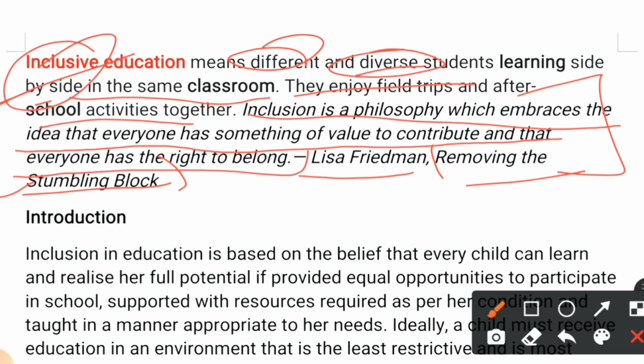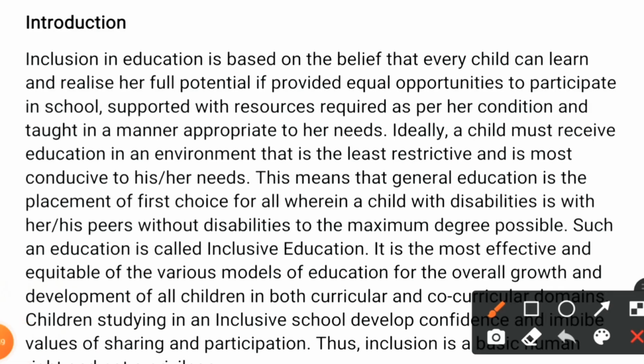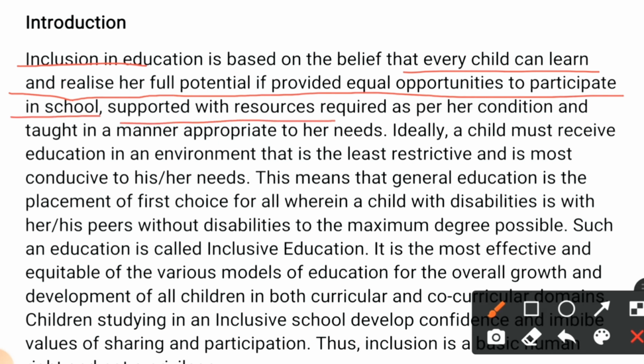Now we will look further at the topic. Now we look at the introduction part of inclusion here. It says inclusion in education is based on the belief that every child can learn and realize her full potential if provided equal opportunity to participate in a school, supported with resources required as per the condition and taught in a manner appropriate to her needs. So what does inclusion in education mean? It means that every child, if he or she has been provided with an equal opportunity, can show their actual or full potential.